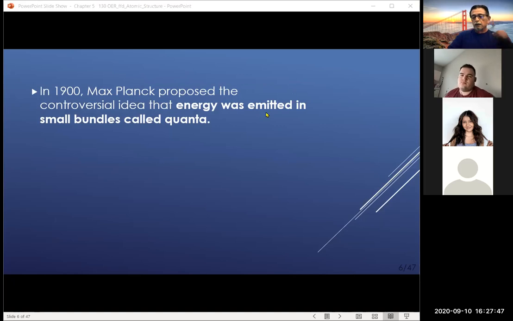Now, previous chapter, we were talking about the 1900s. We had Rutherford and good old J.J. Thomson and so forth. They're all working in the 1900s. All this stuff is coming up.